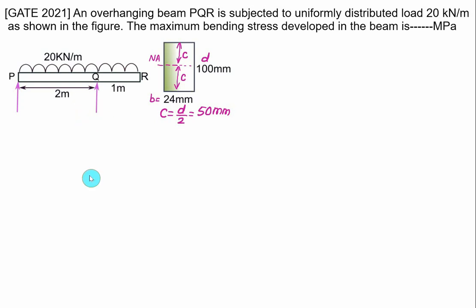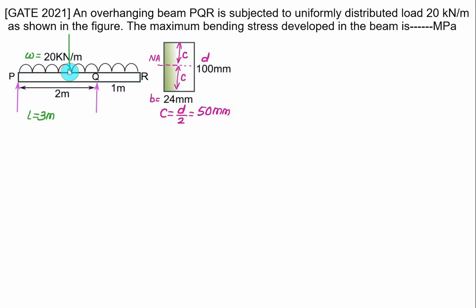To find out the reactions, we'll convert the UDL into an equivalent point load. We have W equal to 20 kN per meter and the total length here will be equal to 2 plus 1, which is 3 meters. So we can convert this UDL into an equivalent point load, that will be W multiplied by L at a distance equal to L by 2. L by 2 is 1.5, so 1.5 will come somewhere here.